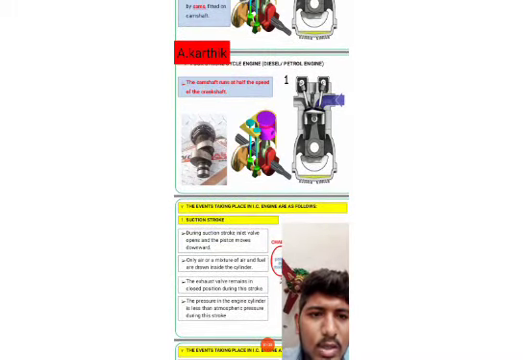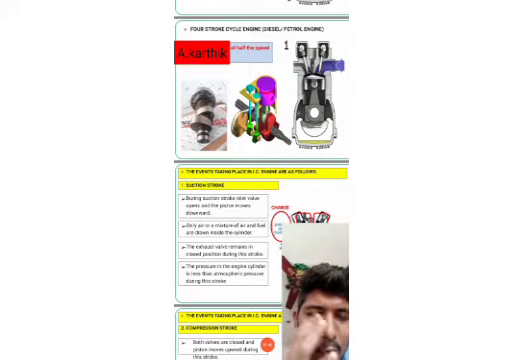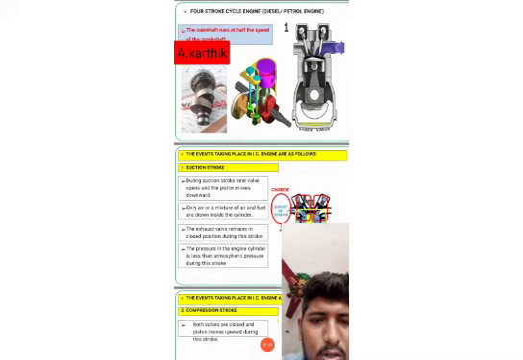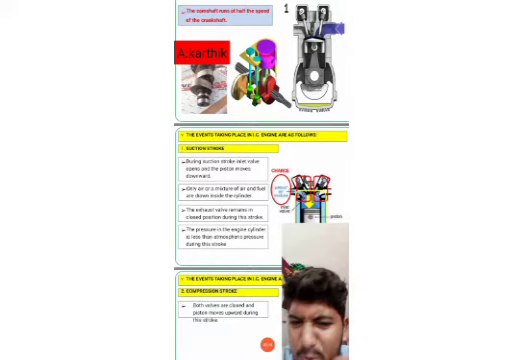This is the diagram of the IC engine. First is the suction stroke. During the suction stroke, the inlet valve opens and the piston moves downward. Only air, or a mixture of air and fuel, is drawn inside the cylinder. The exhaust valve remains closed during the stroke. The pressure in the engine cylinder is less than atmospheric pressure during the stroke.